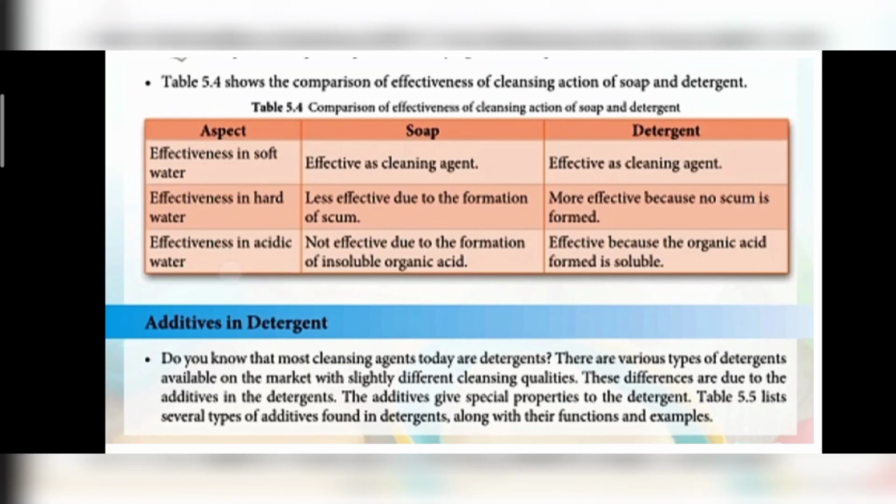Effectiveness in acidic water. Soap dia tidak efektif kalau guna acidic water. Okay. Due to the formations of insoluble organic acid. But detergent effective because of the organic acid form is soluble. Okay. Okay, additives in detergent. So, kita punya detergent biasanya akan ditambah additives kan, bahan tambah.